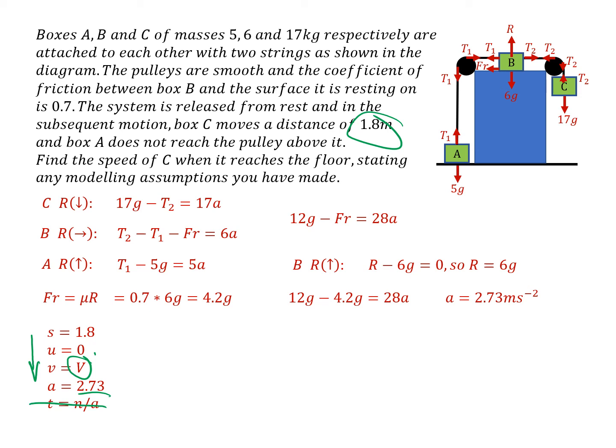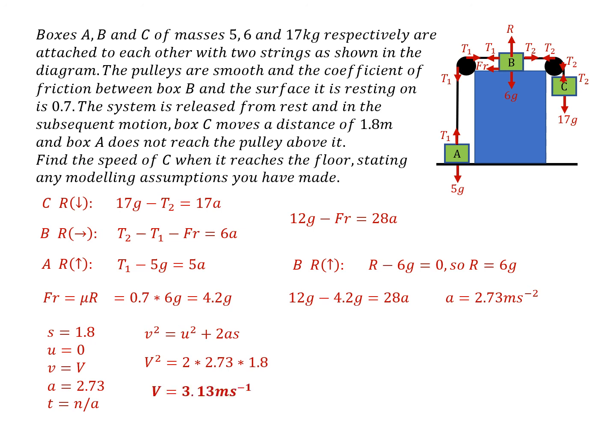So we want the formula that doesn't include t, and that's v squared equals u squared plus 2as. Popping the numbers into that equation gives me that, from which I can find the final velocity when C hits the floor as 3.13 meters per second.